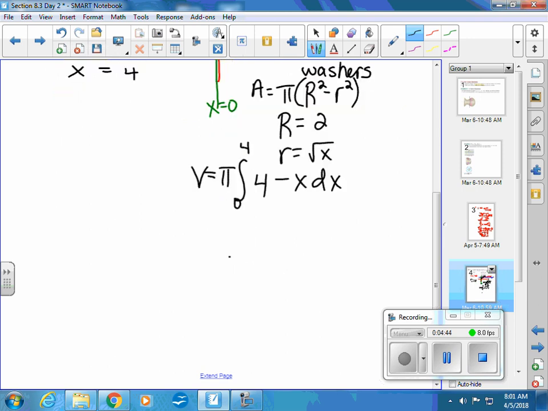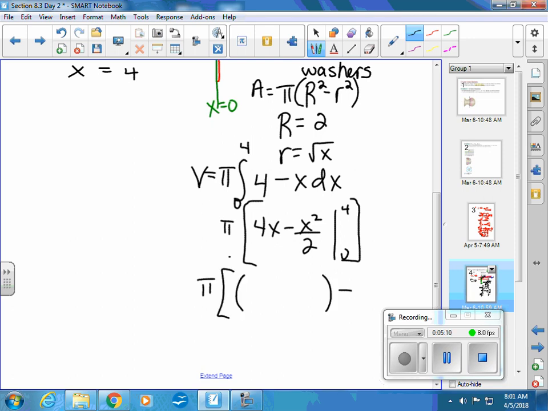Now, this part from here down is really not my big concern. I mean, yeah, that's what gets you the correct answer. But this up here is what was new this week, okay? Now, anything below this is not so new. We find the antiderivative, evaluate from 0 to 4, and multiply by pi. So we have pi, top minus bottom. Bottom here is going to be a nice little 0. Plugging the 4 in, I get 16 minus 8, so 8 pi units cubed.